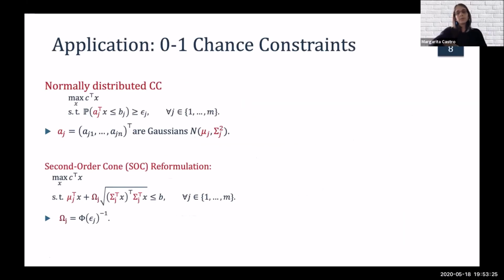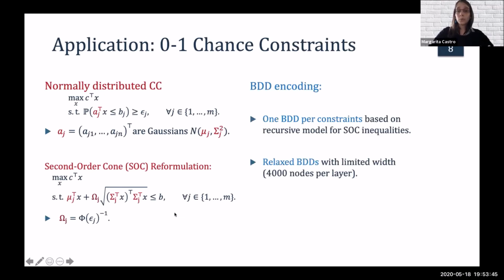Now, we tested this procedure on 0-1 chance constraints, where the coefficients are going to be Gaussian. So we have, as I said before, a linear objective and M chance constraints. The coefficients are Gaussian, so we can reformulate each of these constraints as second order cones. In our application, we have one BDD per each of the constraints using the second order cone reformulation. And instead of exact ones that could be very large, we build relaxed BDDs. We limit the number of nodes in each of the layers of the graph to have a more computationally efficient procedure.